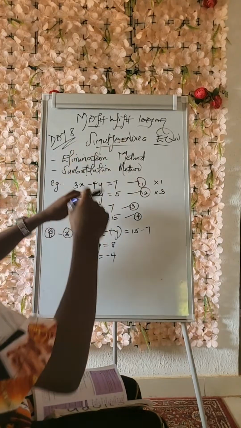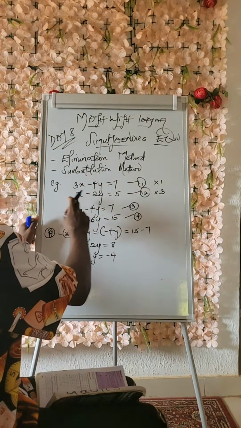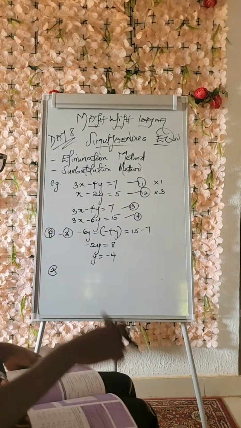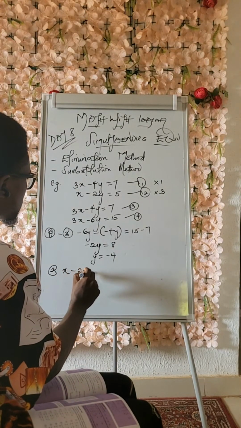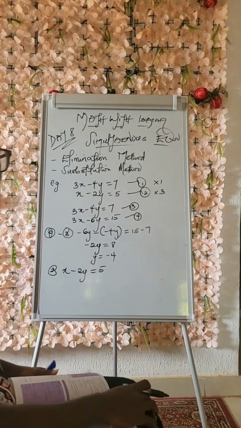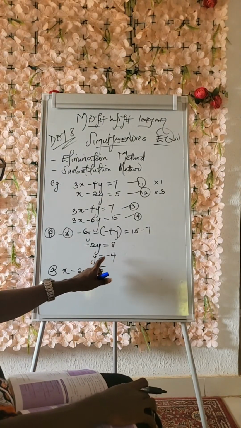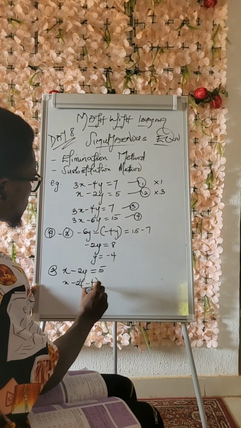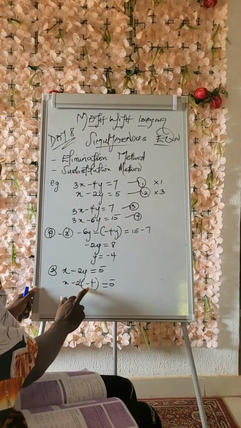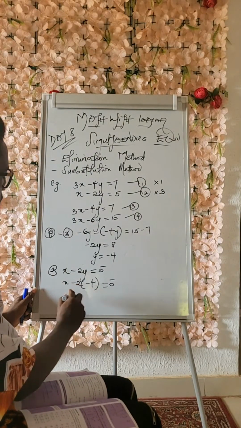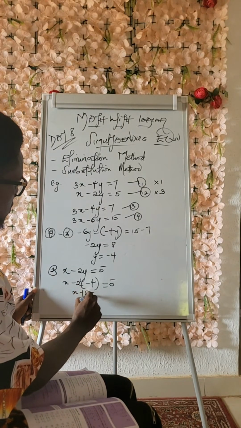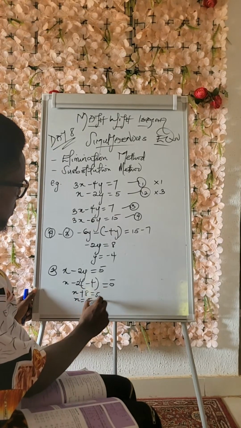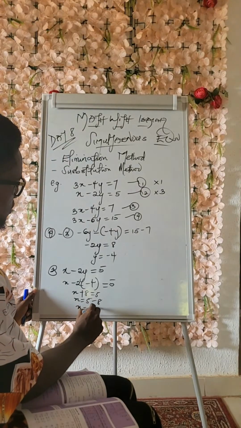Then what do you do next? You now go and substitute it back inside any of these. Let's use this one now. Equation 2. So you have x minus 2y equals 5. What's your y? Minus 4. So x minus 2 into bracket minus 4 equals 5. Minus times minus is plus. So that's x plus 8 equals 5. Then move this outside. You have x equals 5 minus 8. X is what? Minus 3.